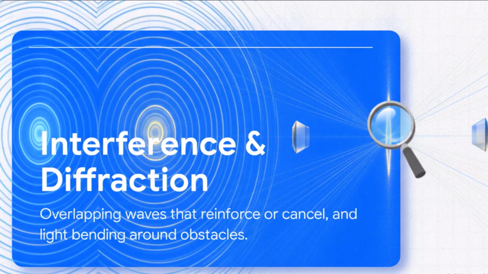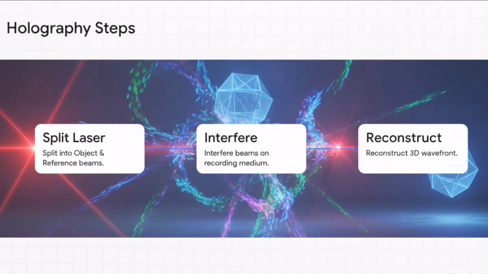Diffraction, on the other hand, is just what happens when those light waves bend around obstacles. So a hologram is essentially a microscopic recording of that intricate interference pattern. When you shine a light on it later, the pattern diffracts or bends the light to perfectly recreate the original 3D image. Let's move to the actual process and see how this builds step by step.